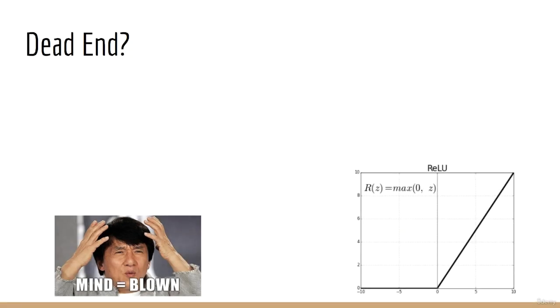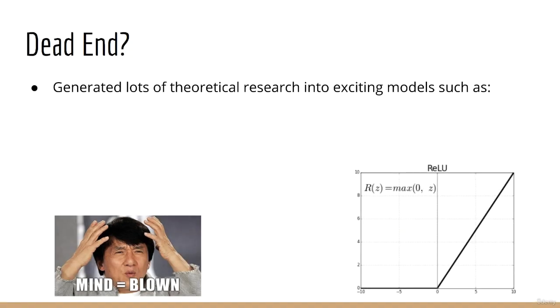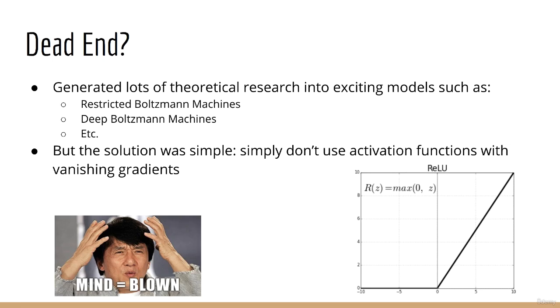Now, despite all this theory, which generated lots of theoretical research into new models, such as restricted Boltzmann machines, deep Boltzmann machines, and so forth, today, we no longer require such complicated models in order to train very deep neural networks. Although that's not to say they're not worth learning about. In fact, the solution was simple. Just don't use activation functions that have vanishing gradients.